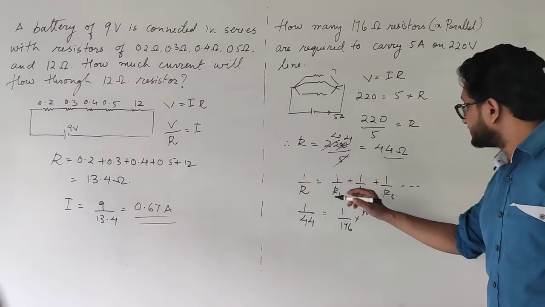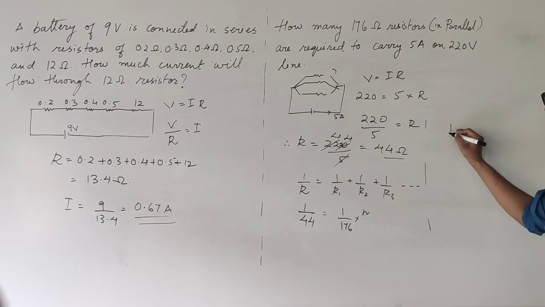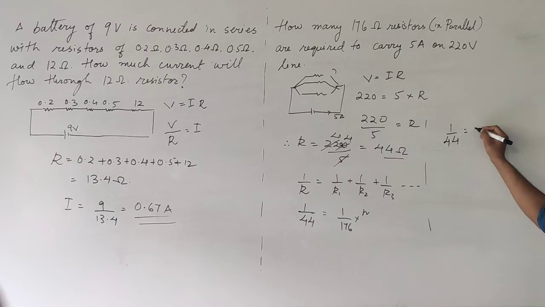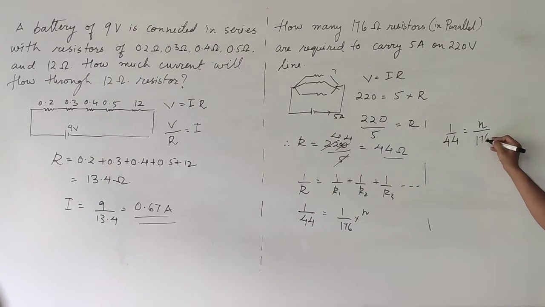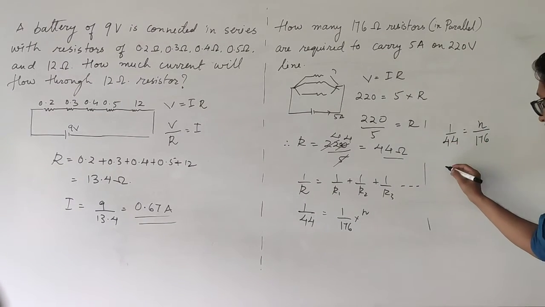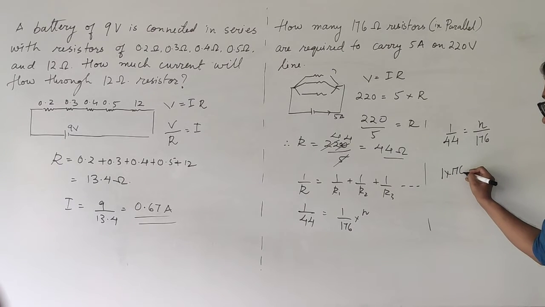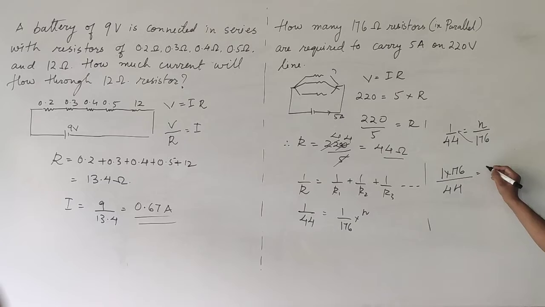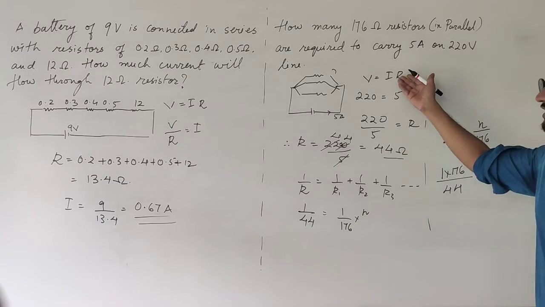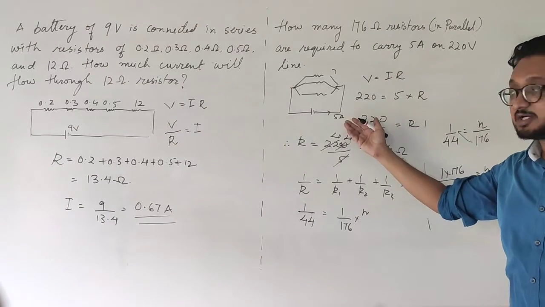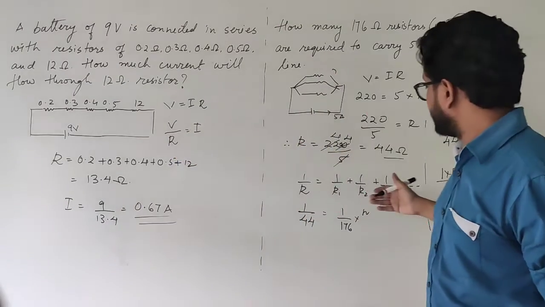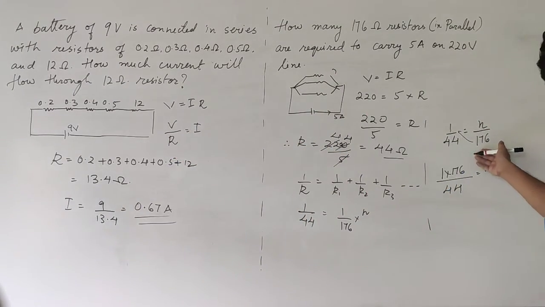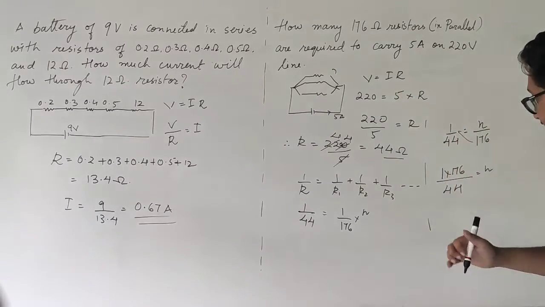Okay. Now simple, I need to find the total number of resistors, that is this n. So I take the cross multiplication. 1 by 44 is equal to n upon 1, into n is n by 176. 176 over there. So 1 into 176 upon 44, simple cross multiplication, is equal to n. Just like we did over here. 5 in the denominator. Over here we did R in the denominator. Similarly, we have 176 in the denominator. So we are taking it in multiplication.